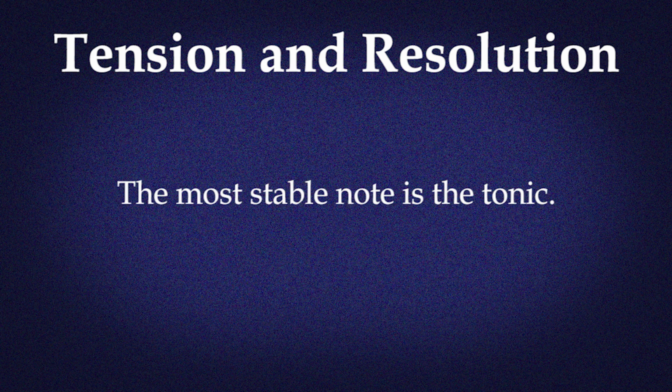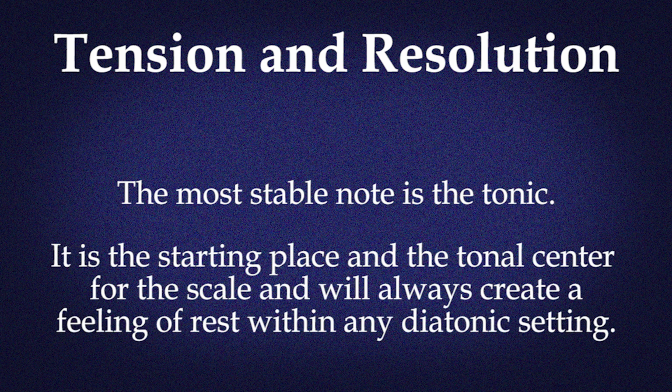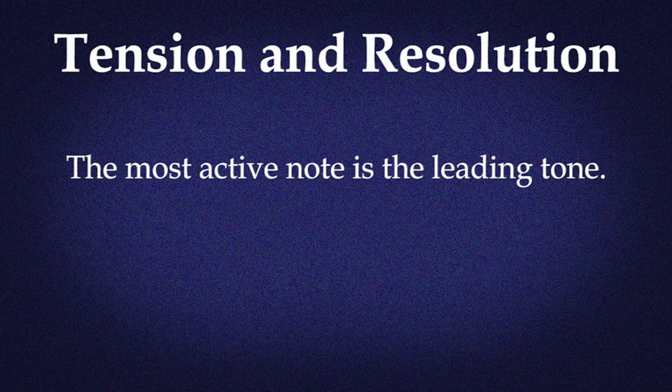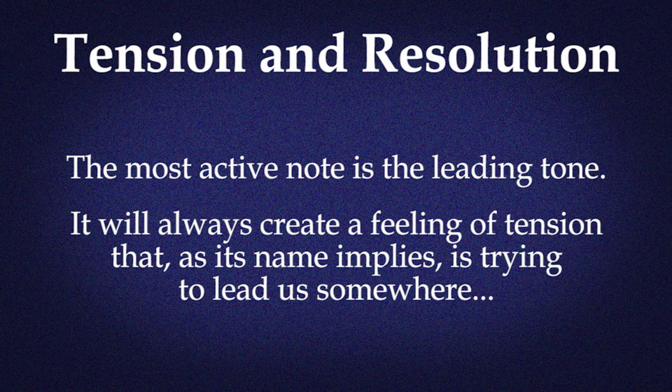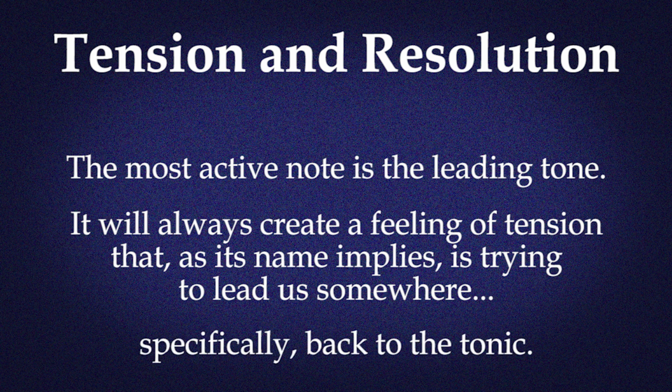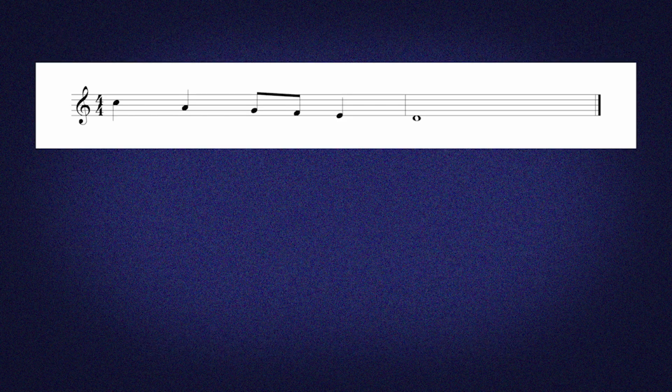The most stable note within a key is the tonic. It's the starting place for the scale and will always create a feeling of rest within any diatonic setting. The most active note is the leading tone. It will always create a feeling of tension that, as its name implies, is trying to lead us somewhere, specifically back to the tonic. To demonstrate this, listen to this simple melody.